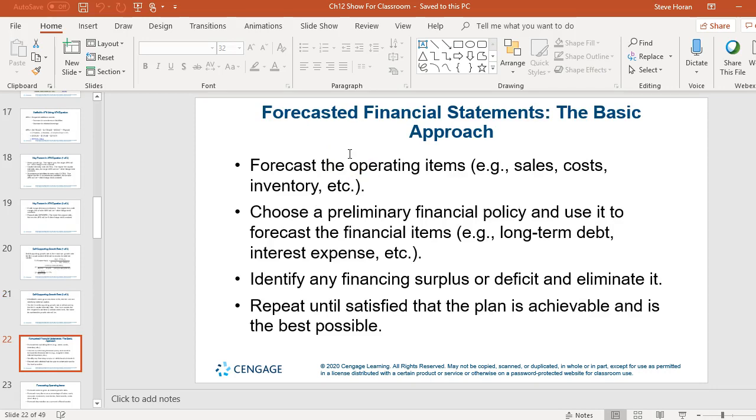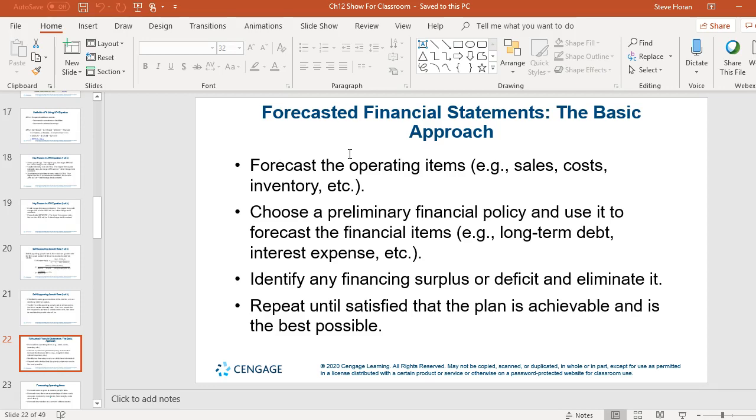Alrighty, so then we'll talk a little bit about how to forecast financial statements. And remember that with all things forecasting, you generally start out with sales. You go, by how much will sales go up? And then you figure that out. Then you go, okay, if sales go up, how about our costs?